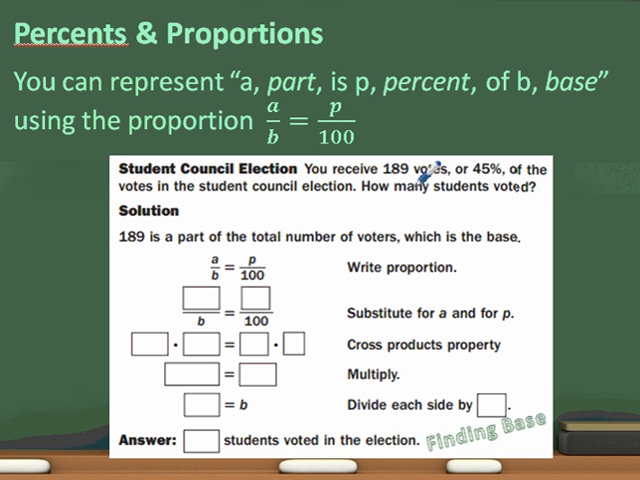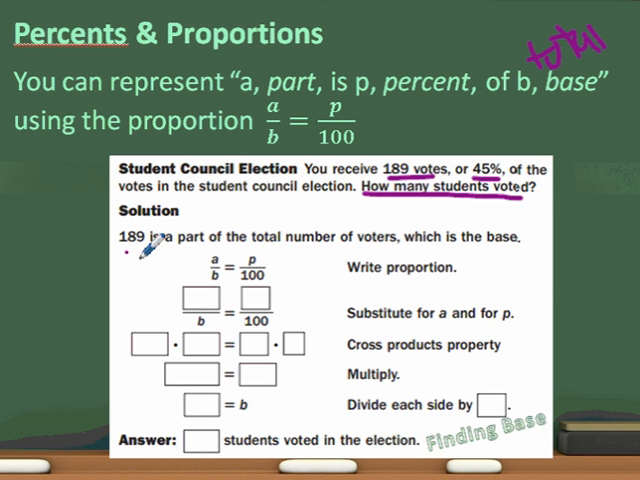You receive 189 votes, so we know we probably need that, or 45% of the votes. In the student council election, how many students voted? So how many total students? We want to know the total, which sometimes, the base is the same as the total. So I'm looking for my total.